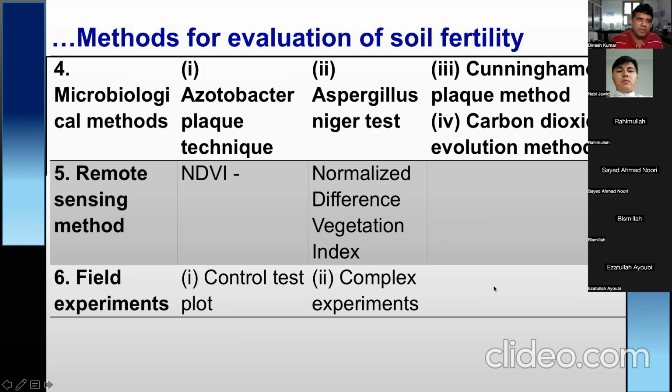And finally, you can see field experiment. Field experiments are to be conducted to decide the optimum quantity of fertilizer that should be applied to get the optimum yield. Now, field experiments like controlled test plot and complex fertilizer experiments.